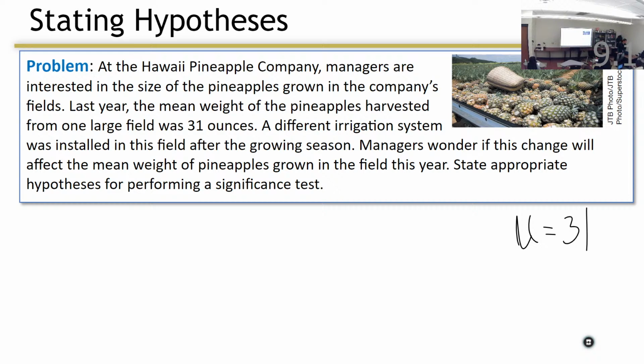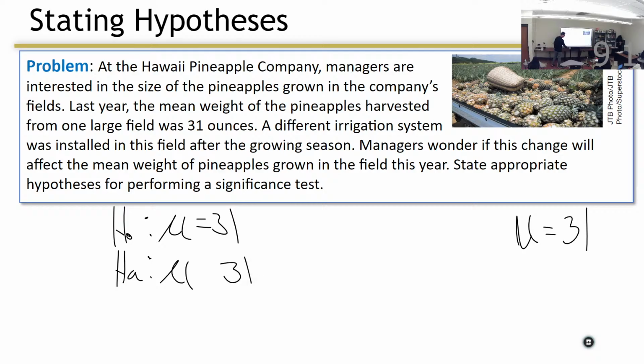a different irrigation system was installed after the growing season. Managers wondered if this change will affect the mean weight of pineapples grown in the field this year. State the appropriate hypotheses for performing a significance test. Ho: mu equals 31. There's no doubt that that's what that has to be. Ha: mu, that has to be a 31.